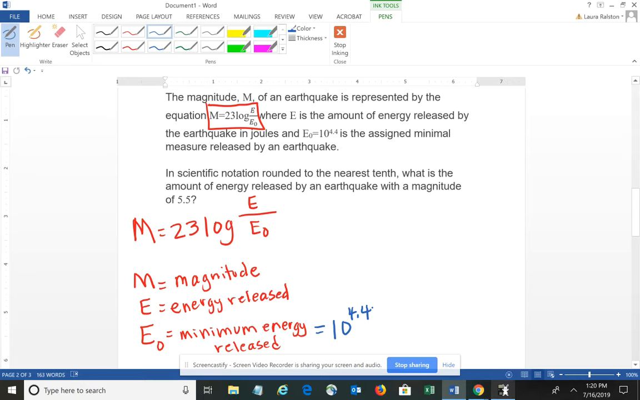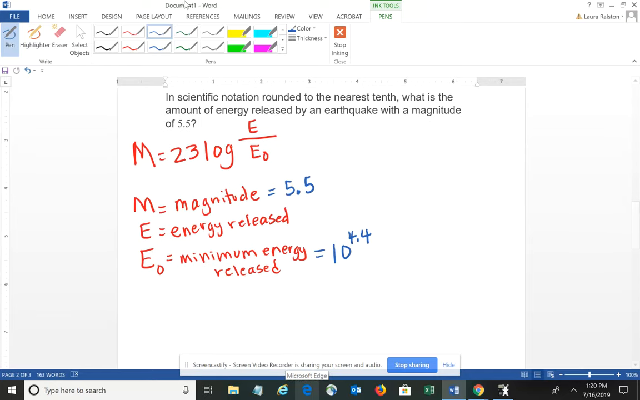It says, what is the amount of energy released by the earthquake with a magnitude? The very last thing in the last sentence is the magnitude. So I have the magnitude and I have the minimum energy released. Then I'm going to substitute that information into the formula. So I have 5.5 equals 23 times the log of E divided by 10 to the 4.4.